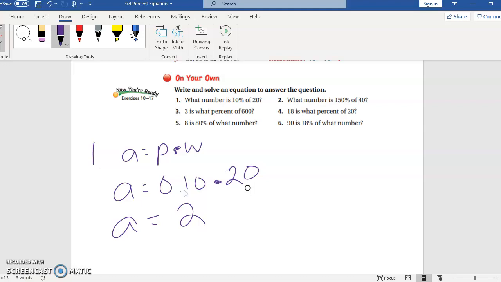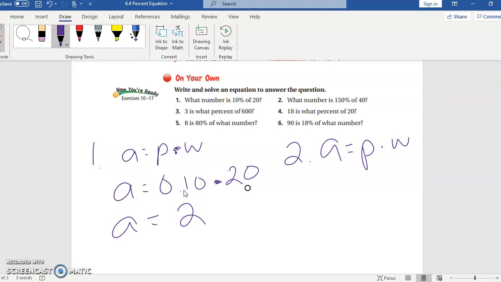Okay. Now, if you want to try these, you could stop the video and try them on your own. Look back at those 3 examples we did, or we can do them together too. That's up to you. Okay, number 2, A equals P times W. What number is 150% of 40?